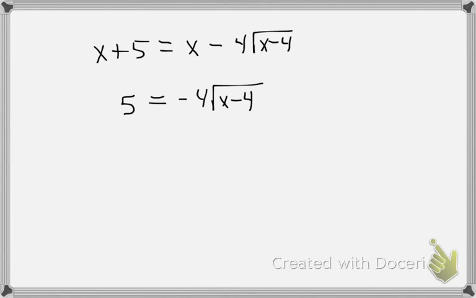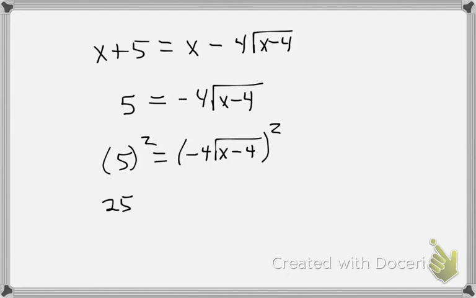Have I isolated the radical? It's just one term? Yes. Then I can square both sides. So if I square 5, I get 25. On the other side, I'll get negative 16.